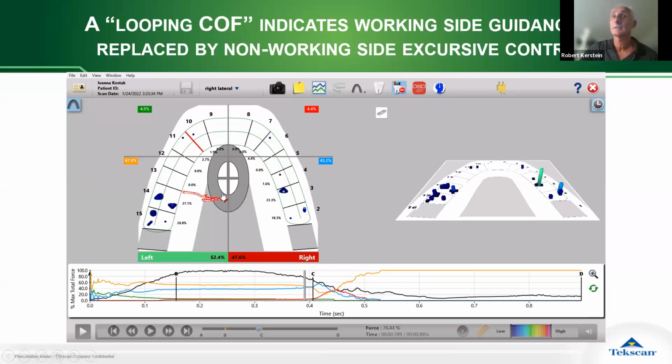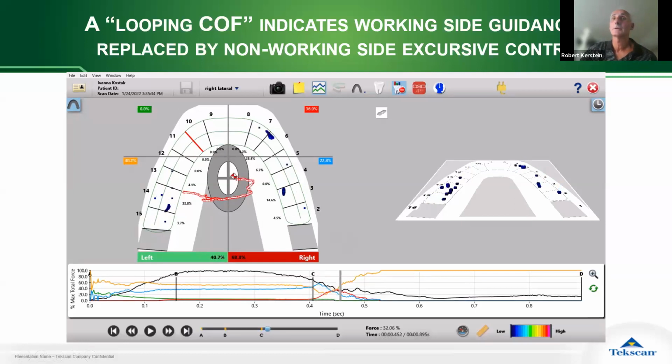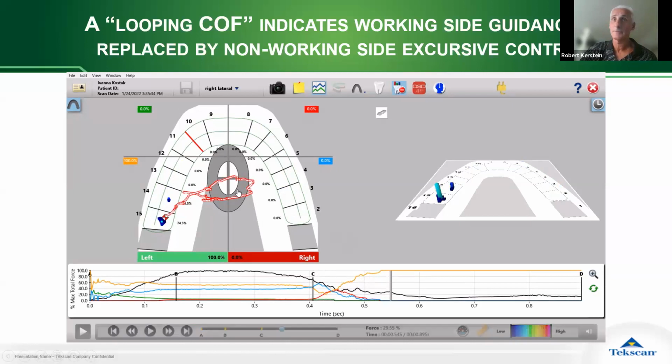And that's reflected in the center of force. Watch what the center of force does. It's going to head to the right. Now it's going to turn around and go back to the left. A looping COF, never a good thing to see. Okay? Really important to record, never a good thing to see.